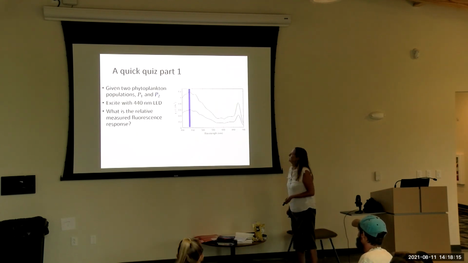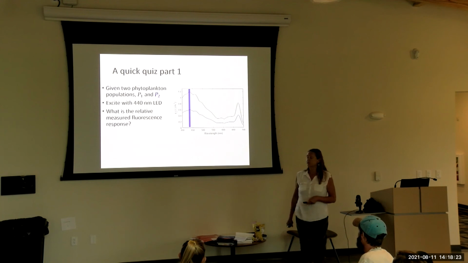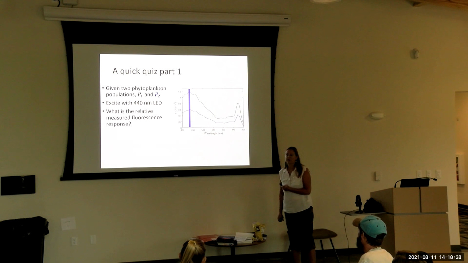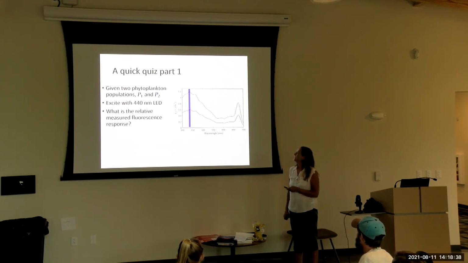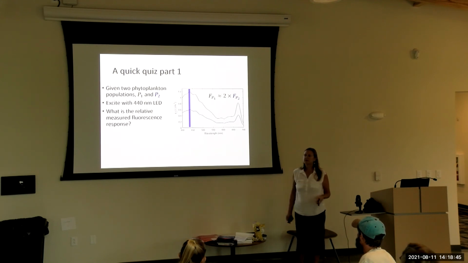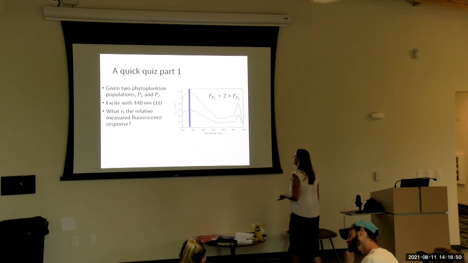Okay. So here's a quiz. I've got two phytoplankton, population 1 and population 2. And I have a fluorometer that excites at 440. What is the relative fluorescence I'm going to get from these two? Which one's going to give me the most fluorescence? Don't overthink. Yes. More absorption, more fluorescence, right? And in fact, it's almost a factor of 2. This might be a dilution series, right? So the magnitude of fluorescence gives you an estimate of the magnitude of absorption.